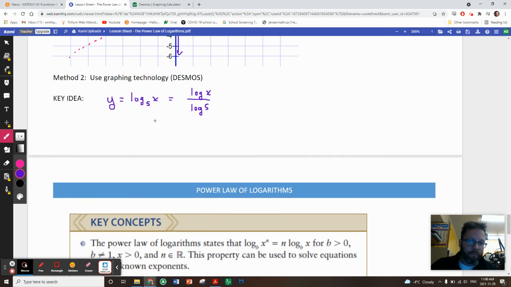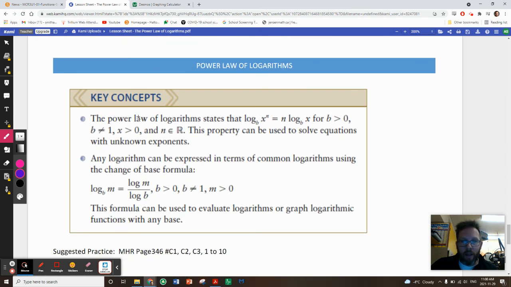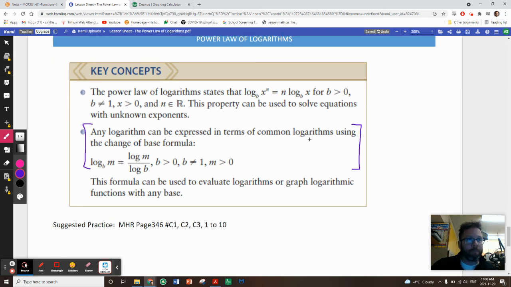And that's it. So what we learned today, we learned power law of logarithms, and we use that to solve equations and to develop this really important change of base formula. This is really useful to solve equations, evaluate logarithms that we previously couldn't do on our calculators, and also to graph log functions with any base. Desmos can only do log base 10, but now we can use the change of base to graph anything we want.